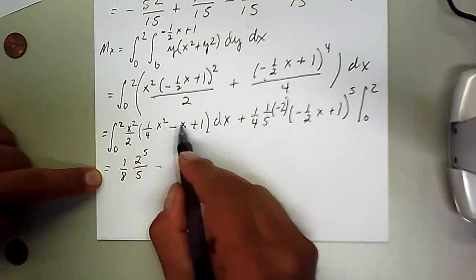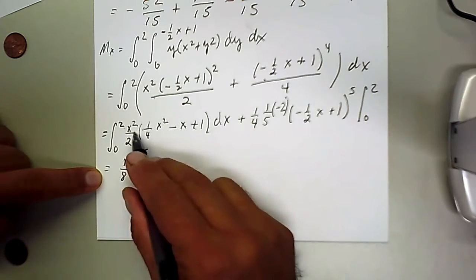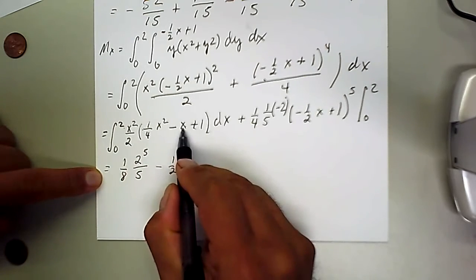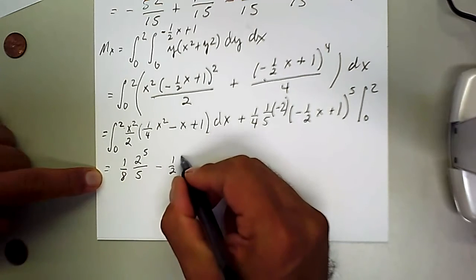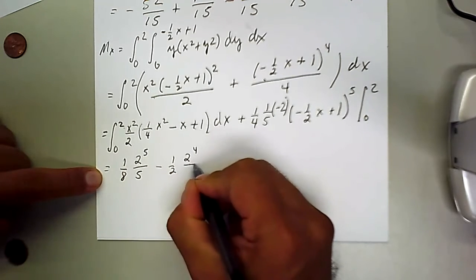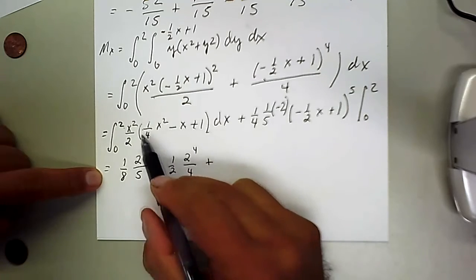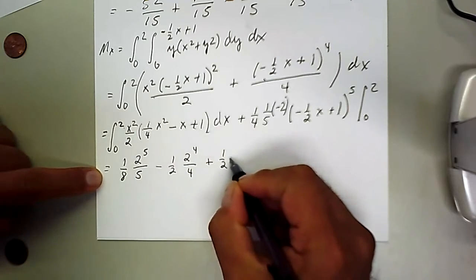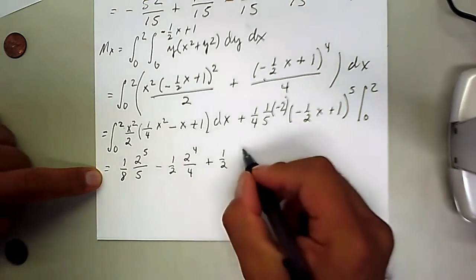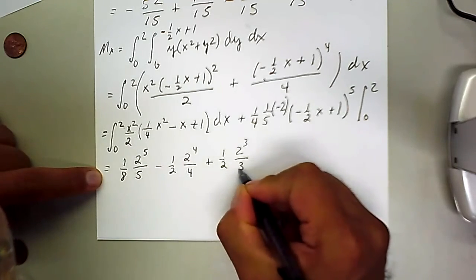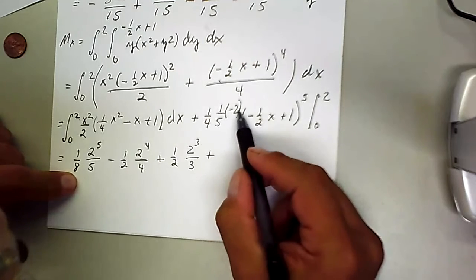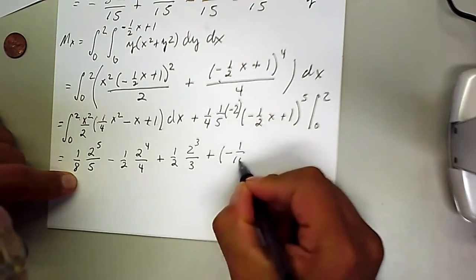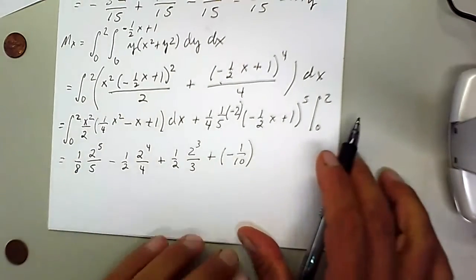Minus x cubed, x cubed over 2. Let's put the 1 over 2 outside, and I'm dealing with x cubed. So the integral of that will be x to the 4 over 4 plus just the x squared, 1 times x squared over 2. So we're really integrating that, 1/2, and we're going to end up with 2 cubed over 3. Plus, simplify those numbers, and we end up with negative 1 over 10, because that is 20, and 2 up there, that makes 10.